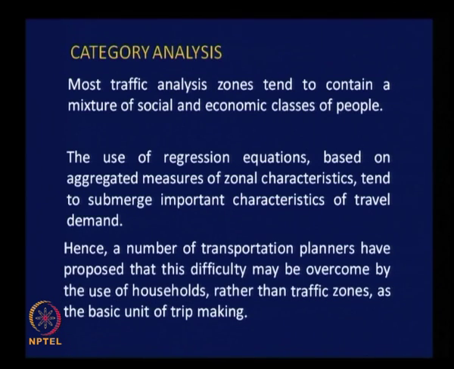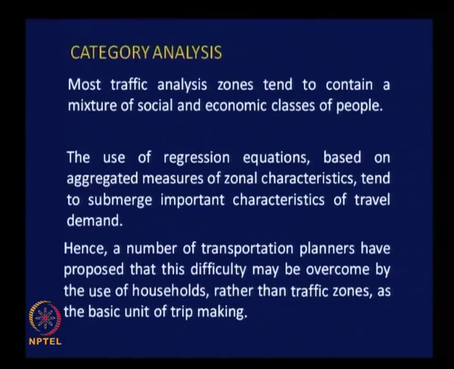Hence, a number of transportation planners have proposed that this difficulty may be overcome by the use of households rather than traffic zones as a basic unit of trip making. That is the main difference between the previous analysis and this analysis. The basic unit of trip making is taken as household here, whereas previously we considered the basic unit as traffic zones. Let us see how to take the basic unit of trip production as household and proceed with the analysis.